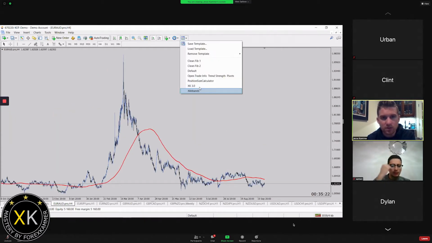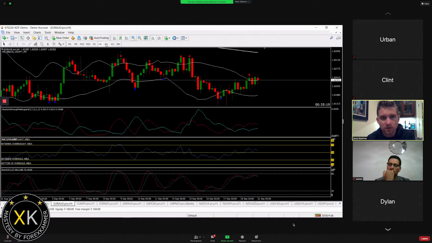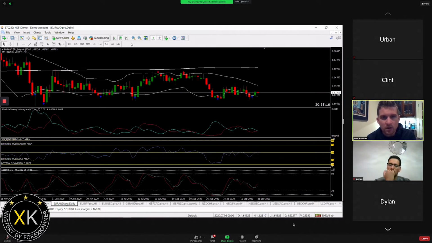Go to the XK template, go to the daily time frame. All right, daily time frame, right? We can see a double bottom here. We're outside that B band zone. Blue arrow is present. We're in the middle of the B bands, so it's not an ideal entry, right? If we entered right now, there's more than likely a chance that we'll see some drawdown.